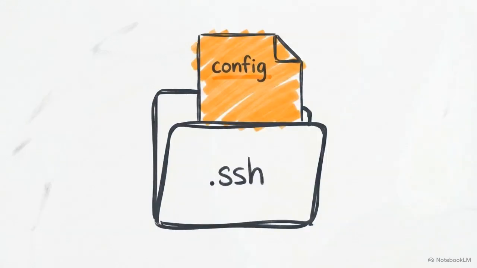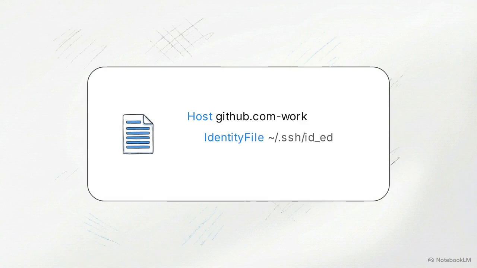To fix this, we configure the SSH client's internal routing table. We do this by modifying a hidden file located at .ssh/config. This diagram shows a text editor where we are establishing our routing rules. You map a custom host alias, like github.com-work, directly to the file path of the specific private identity key we generated in the previous step.